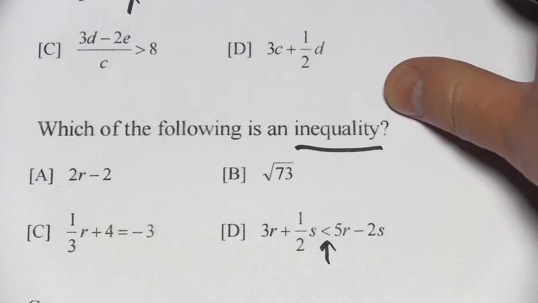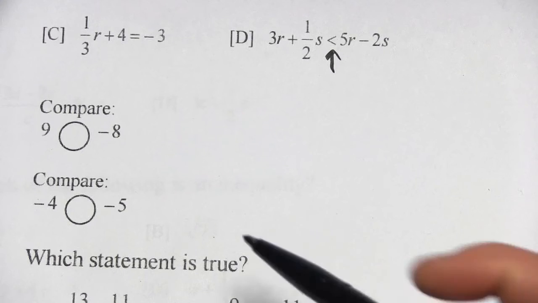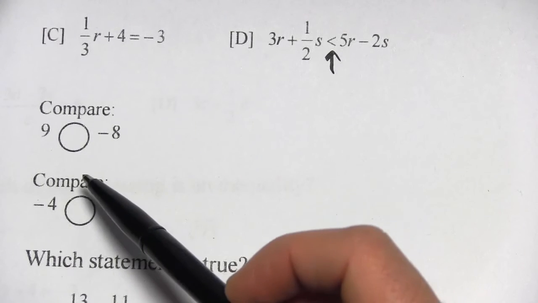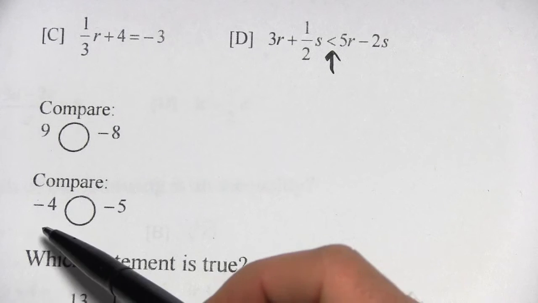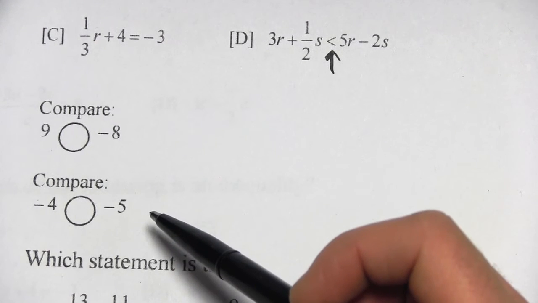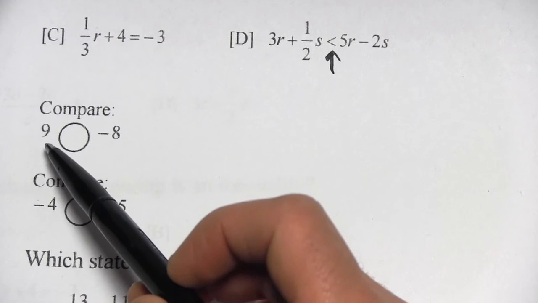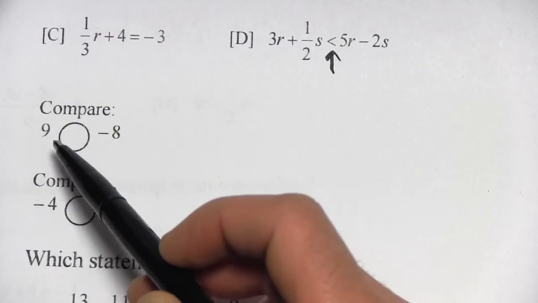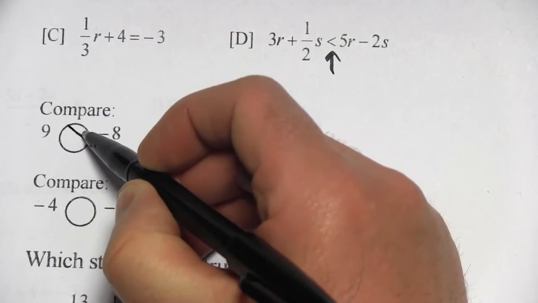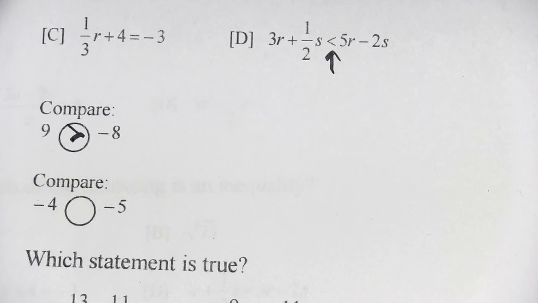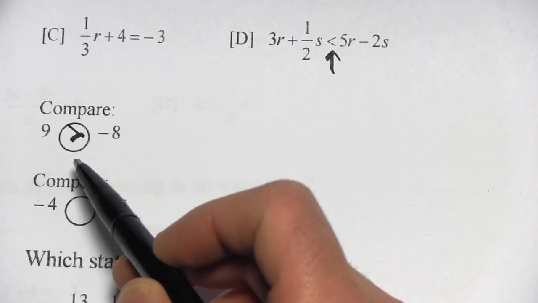All right, let's do a little bit of work with inequalities. So in these next two problems, we're supposed to compare, and this is with a greater than or a less than, 9 to negative 8 and negative 4 to negative 5. You probably know that 9 is a bigger number than negative 8 because positive numbers are bigger than negative numbers. So we can just fill that one in like this. So that says 9 is greater than negative 8.